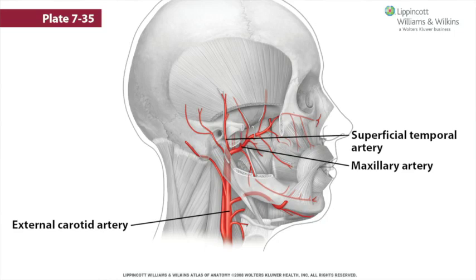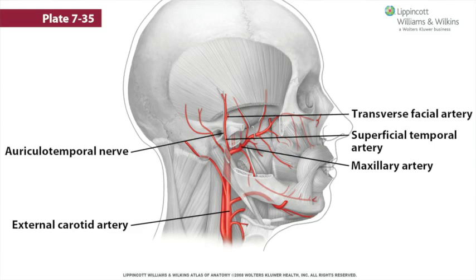The superficial temporal artery travels superiorly, emerges from the parotid gland, and runs anterior to the auricle in parallel with the auriculotemporal nerve. It gives off the transverse facial artery that, as you may have guessed from its name, runs transversely or horizontally across the face and anastomoses with branches of the facial artery. The superficial temporal artery continues superiorly to supply the scalp.